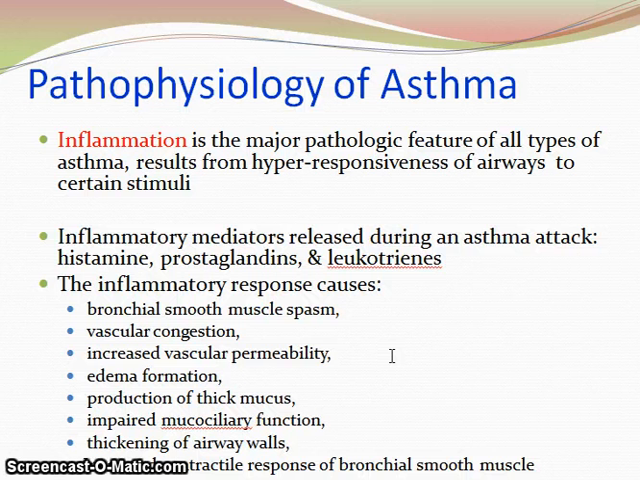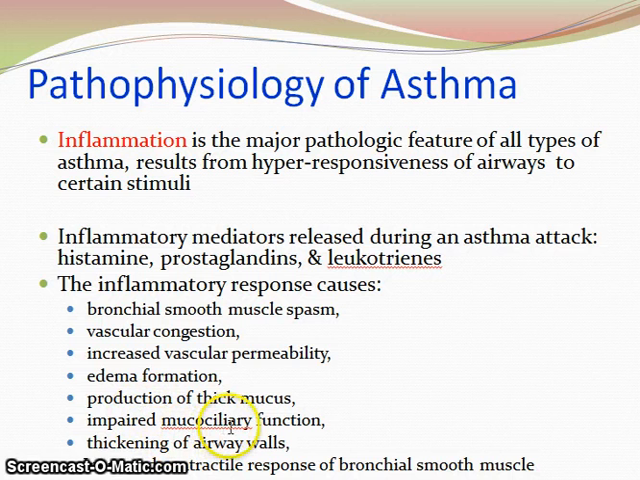Right. It's from that hyper-reactive or hyper-responsive reaction to a stimulus. Right. Inflammatory mediators get released during the asthma attack. They're usually histamine, prostaglandins, and leukotrienes. This causes the smooth muscles to spasm, the congestion of the vascular beds, and the permeability to be increased. The airways swell with edema. They get thick mucus production.